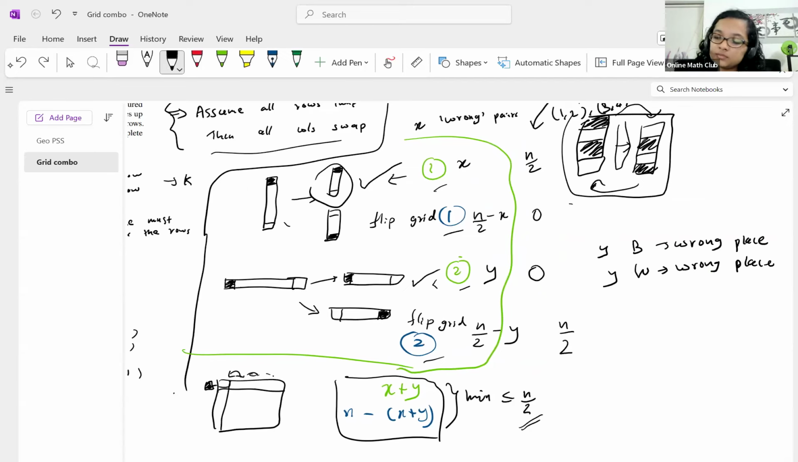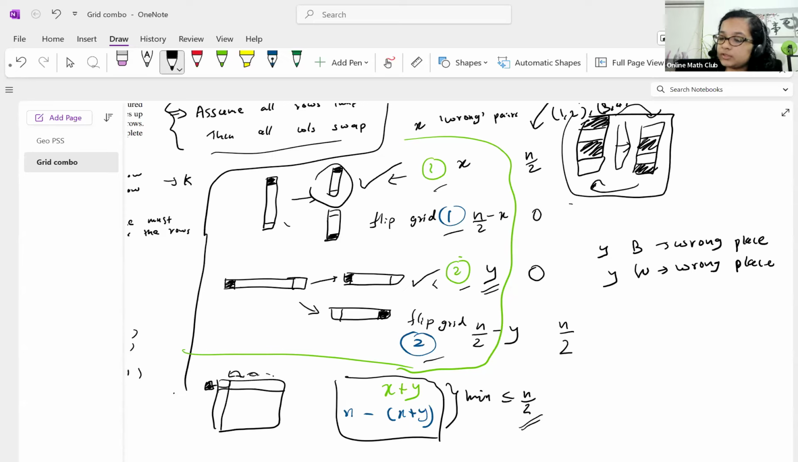So you have these two y wrong things, but if you swap a black and a white, both of them are going to become correct. So you just have to do y swaps over here. That's how you get this y.